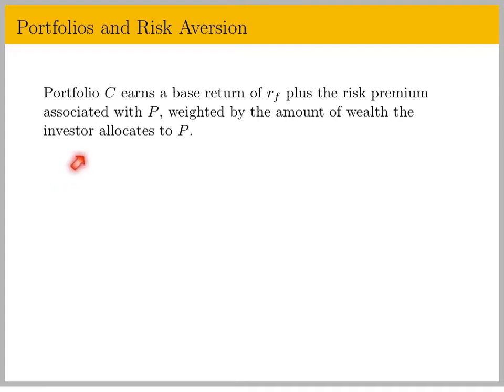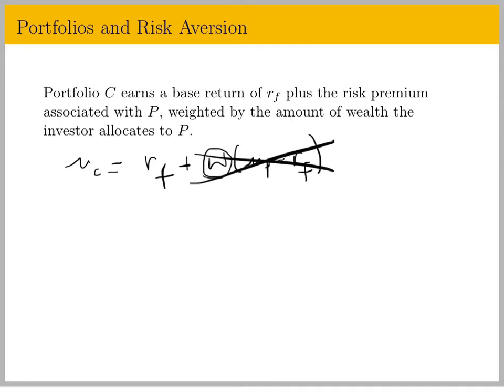So if you recall from the equation, mu sub C is equal to RF plus omega times the risk premium to P. Well, if omega is 0, then this whole term goes away. That is, if the investor puts nothing into the risky portfolio P and instead puts 100% of her assets in the risk-free, then portfolio C is simply going to have expected return equal to RF.